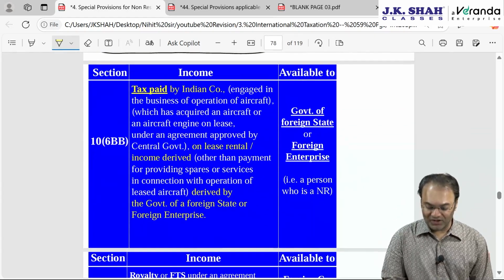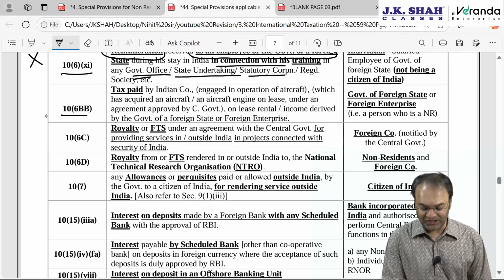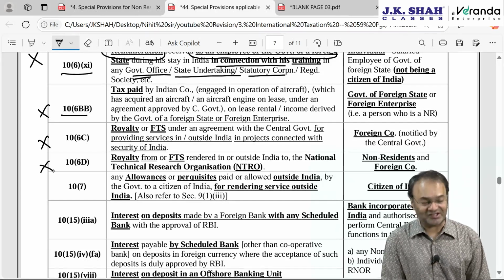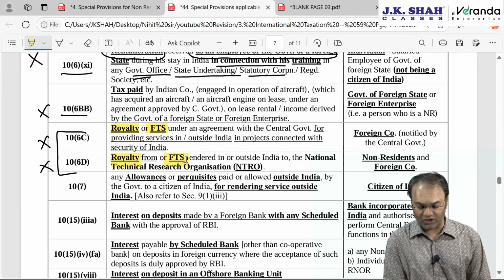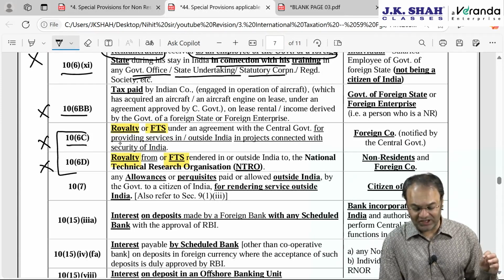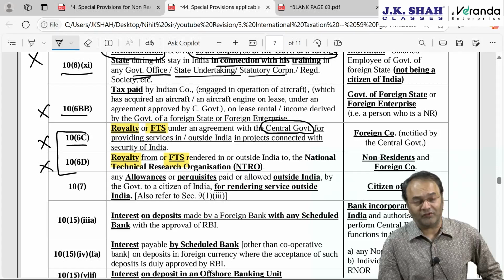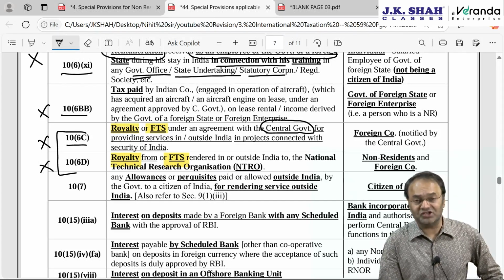Okay. So that was 10(6BB). Now the next is 10(6C). 10(6BB) is unimportant. Questions have never come. 10(6C) and 10(6D) are also unimportant. Both of them are for royalty and FTS, royalty or fees for technical services. Royalty or FTS in 10(6C) under an agreement with the central government. So royalty or FTS received from the central government for executing any project which is connected with the security of India.